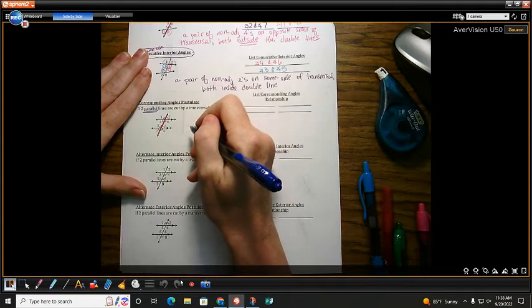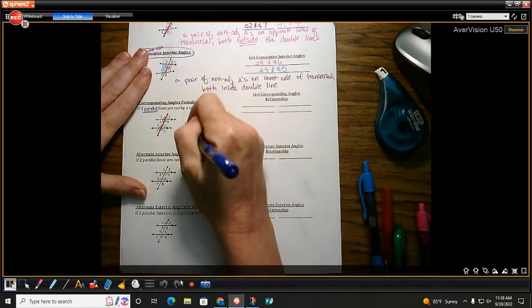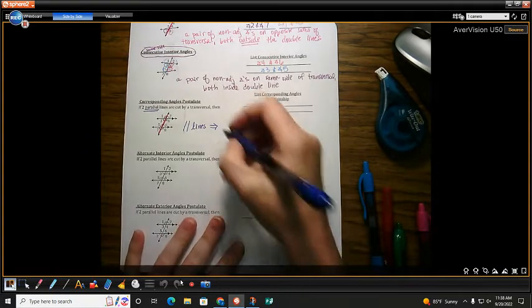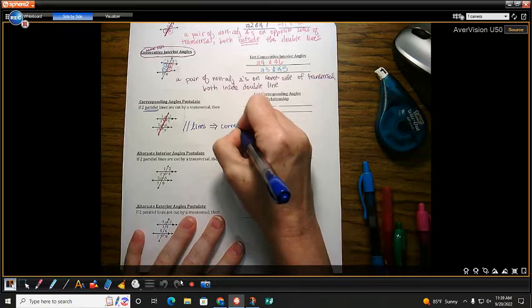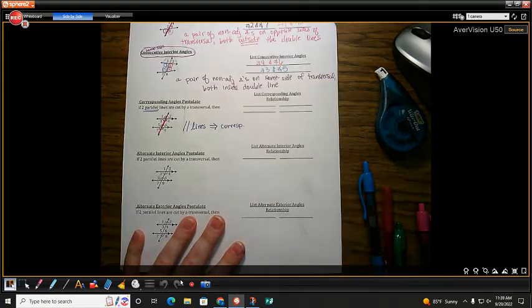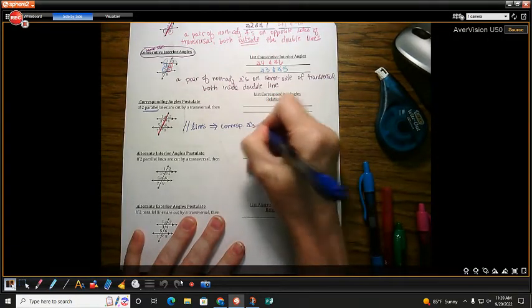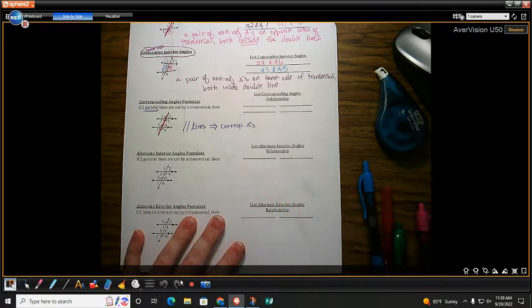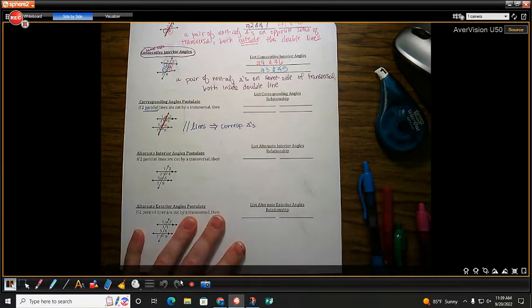I can make an implied statement. Now, if I have a set of parallel lines and I cut them with a transversal, that's going to create corresponding angles, just like it did with any other double lines. But if my double lines are parallel, guess what's going to be true about my corresponding angles?